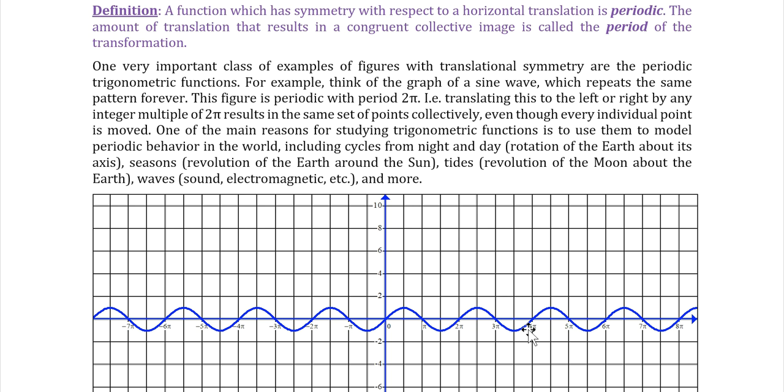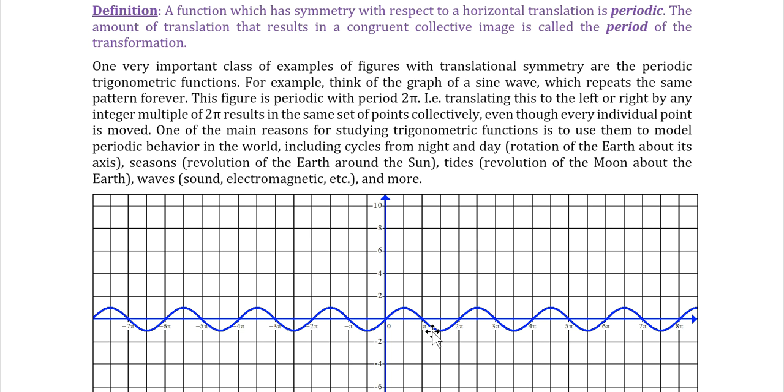And of course, translating by any multiple of 2 pi will also get us the same thing. So if we take this piece from 0 to 2 pi and shift it by 4 pi to the right, then it lands on this piece from 4 pi to 6 pi. Okay? And so forth. We can shift to the left as well.